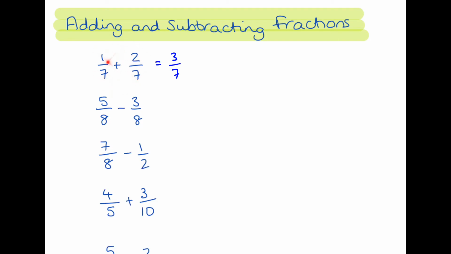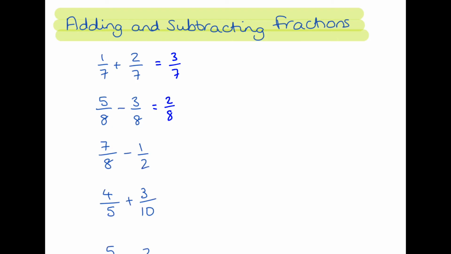Okay, just think of it like pizza. If you've got a 1/7 of a pizza and 2/7 of a pizza, you've got 3/7 of the pizza overall. Okay, the sizes of the slices don't change just because you're putting them together. Okay, the next one, same sort of idea. We've got 5/8, take away 3/8, so that would leave us with 2/8.